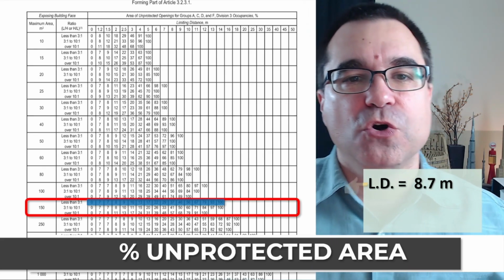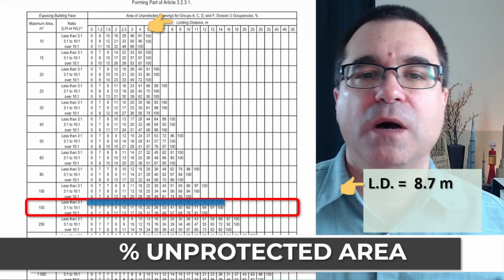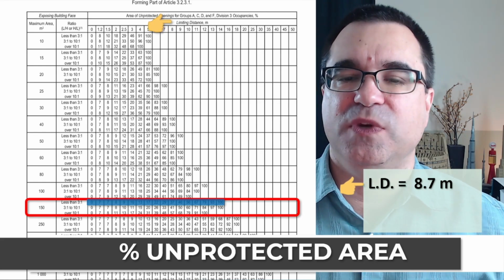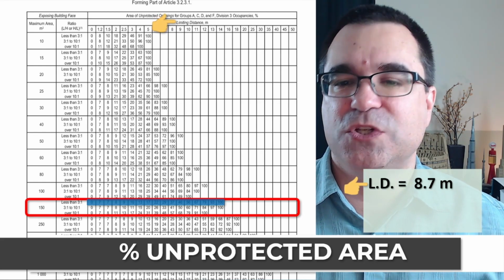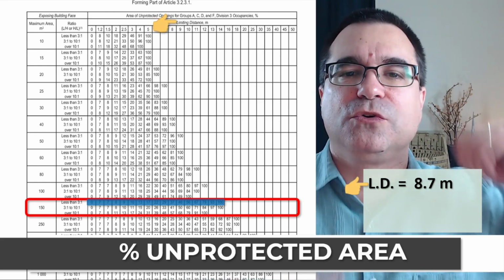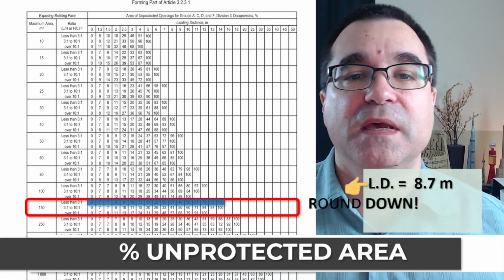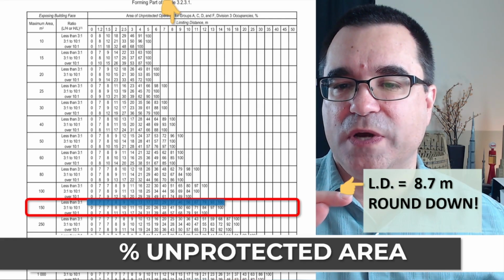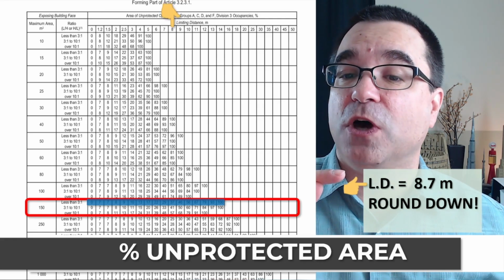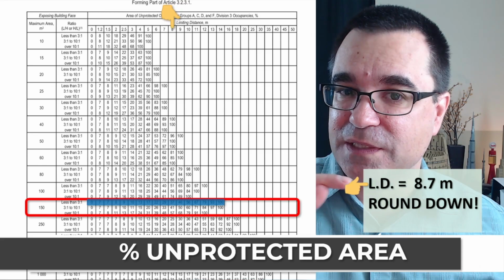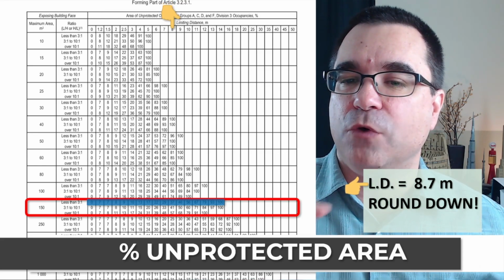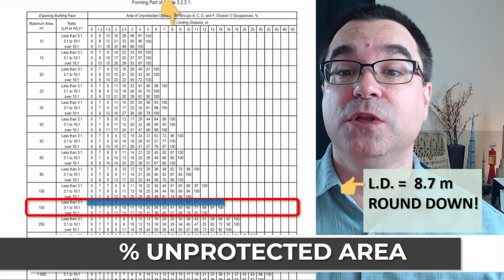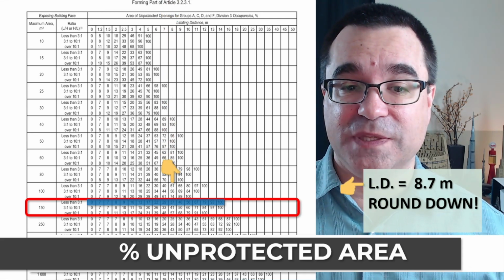8.7. So we go to the limiting distance at the top, and 8.7 falls between 8 and 9. Which one do we use? 8 or 9 meters at the top? You always round down for these kinds of questions, okay? As long as you're not trying to find the limiting distance as the end result, you always round down the limiting distance. So we're going to use 8 meters for a limiting distance.